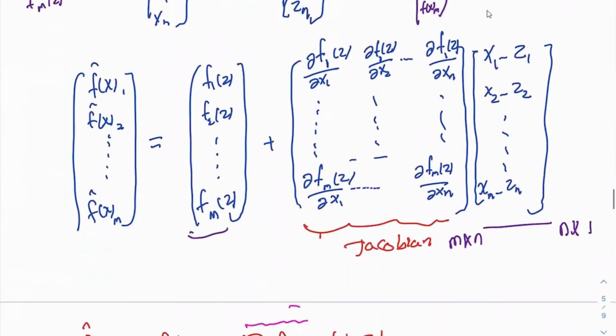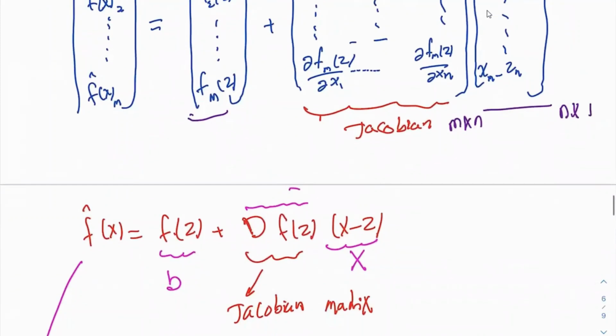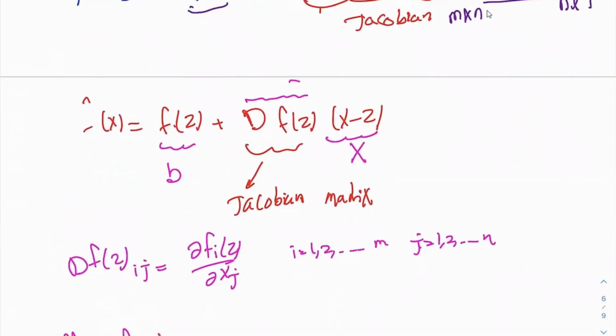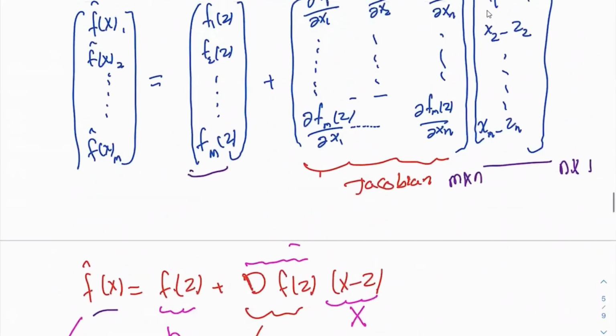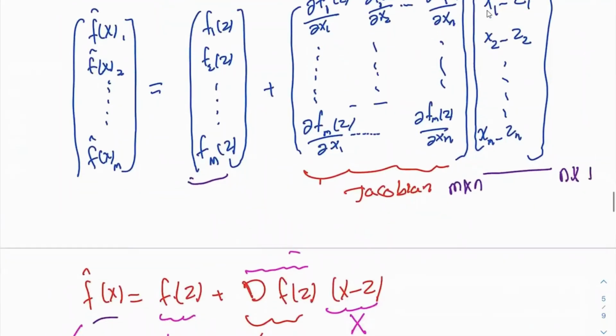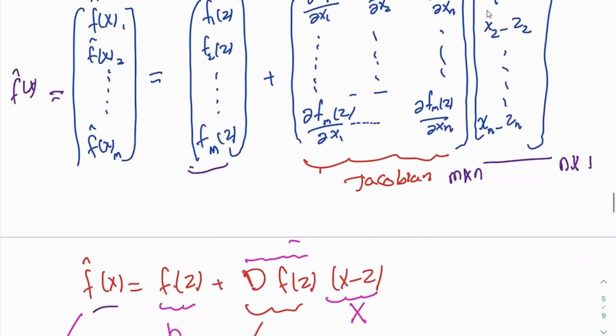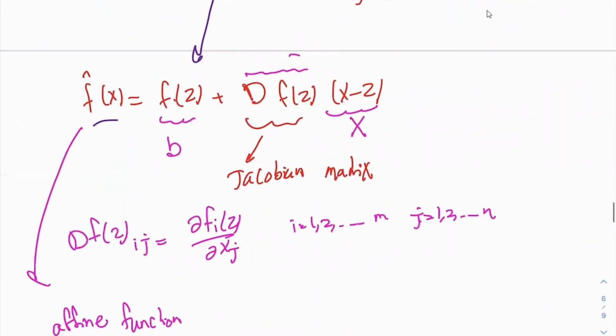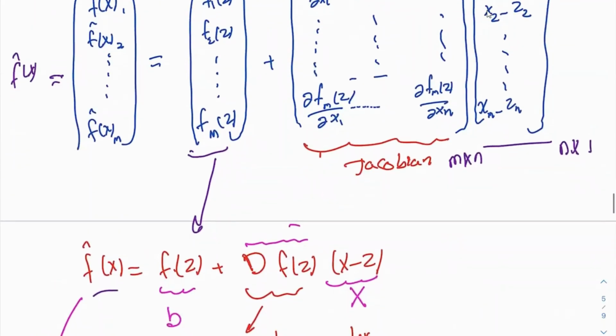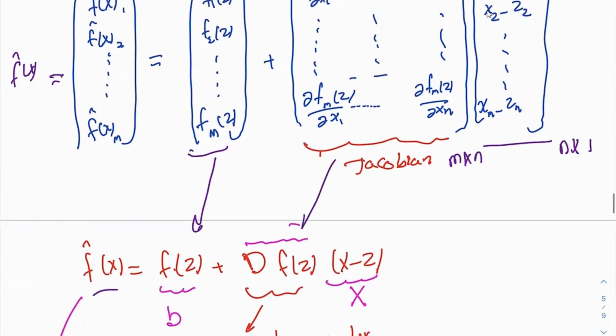So you can write this in a more compact form as follows. This f of x, which I define here, is equal to f of z plus this D times f of z. This Df of z is called the Jacobian, right? This D operator is the Jacobian operator. Usually the lowercase d operator is used for a differentiation operator. This capital D is for the Jacobian operator. So Df of z is this one.